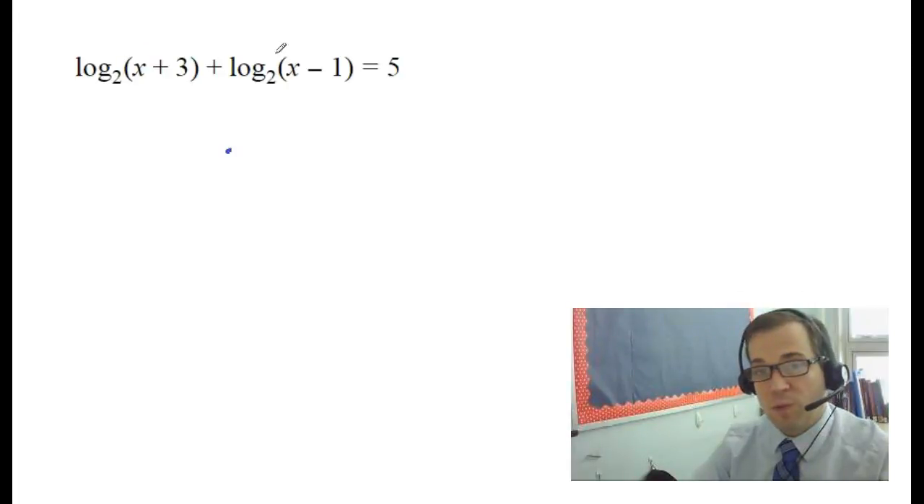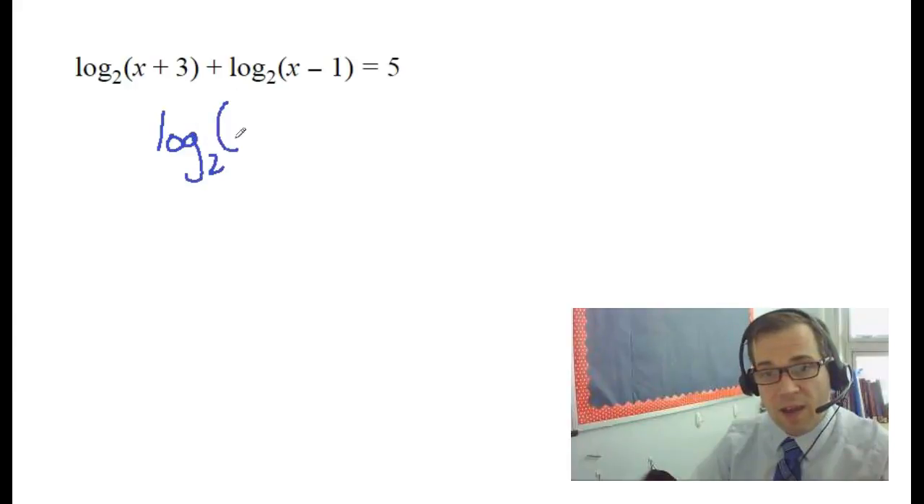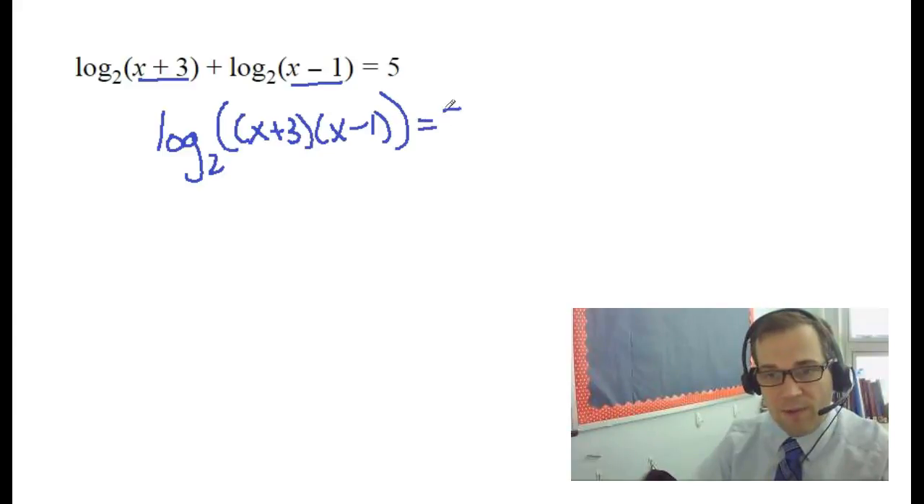We have an equation with multiple logs on the left side, no logs on the other side. So my dreams of just setting the insides equal are dashed. I also see a plus sign here, so I'll use that property that says when you have two logs with the same base and they're being added, they can be rewritten as a single log as long as we multiply the insides together. So I'll have log base 2 of (x plus 3) times (x minus 1). All that stuff's inside the log. That's going to equal 5.